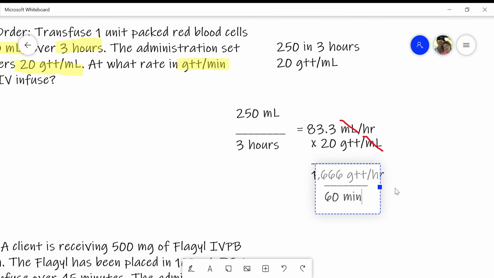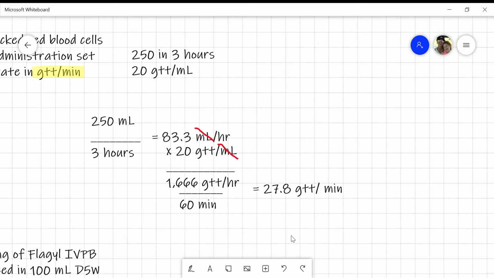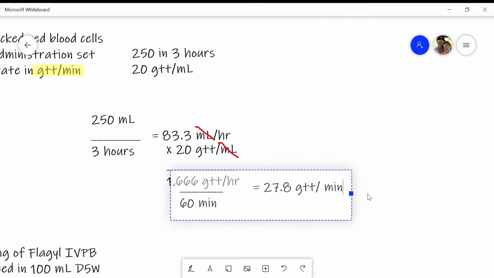So once we divide that by 60, we're going to get 27.8 GTT a minute, which we're going to round to 28, because you can't have a half a drop. 28 GTT a minute.